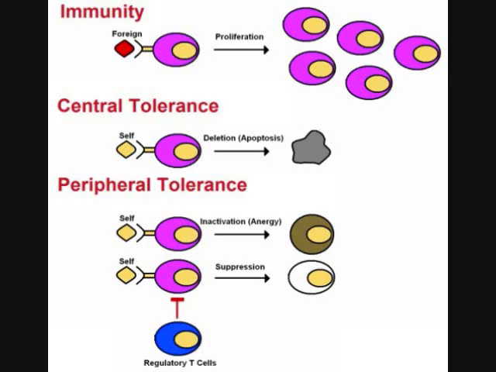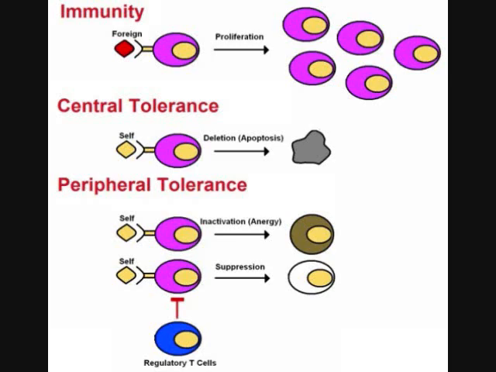T cell central tolerance is controlled in the thymus during T cell maturation. After initial positive selection, a cluster of differentiation markers that bind major histocompatibility complex 1 or 2, negative selection follows based on TCR recognition of self-antigen. The cortical epithelial cells in the thymus present the self-antigen to CD4 and CD8 T cells. Maturing T cells which bind strongly to self-antigens are clonally deleted through apoptosis.